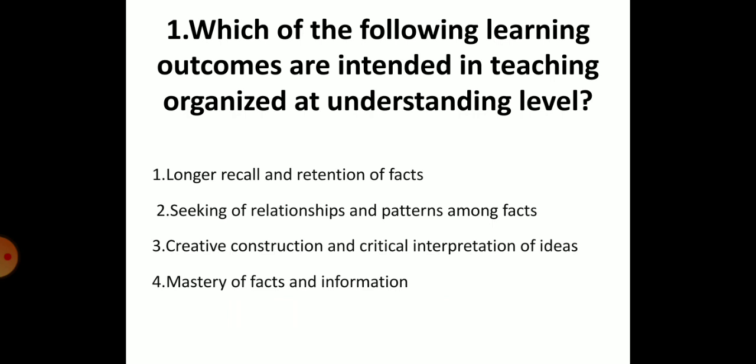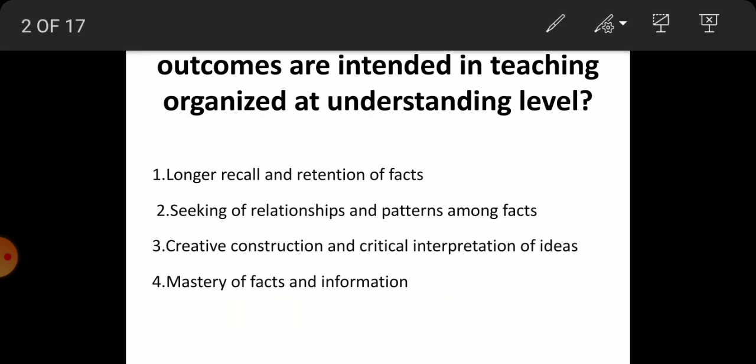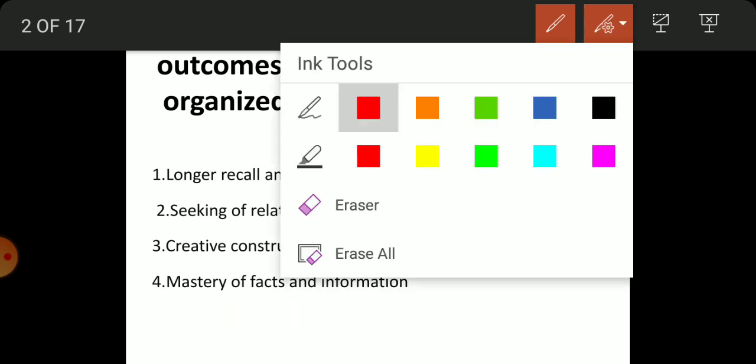First question: which of the following learning outcomes are intended in teaching organized at understanding level? Options are given: longer recall and retention of facts, seeking of relationships and patterns among facts, creative construction and critical interpretation of ideas, mastery of facts and information. So the right answer is seeking of relationships and patterns among facts.